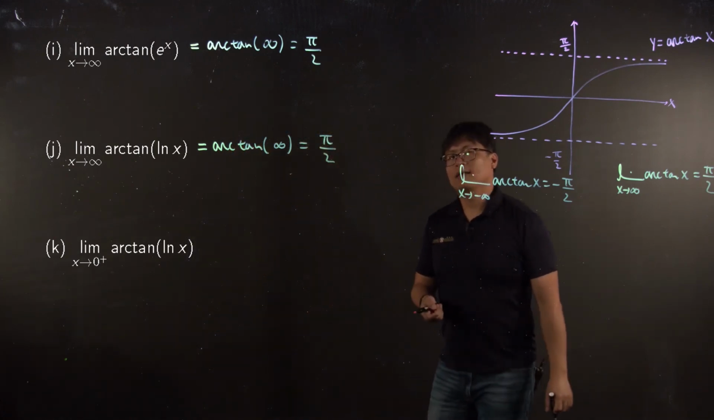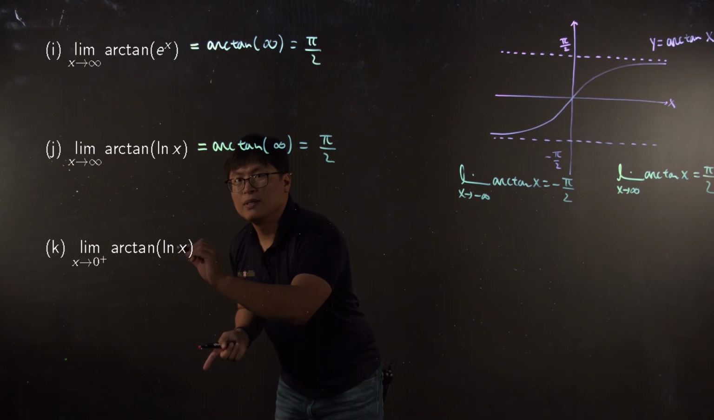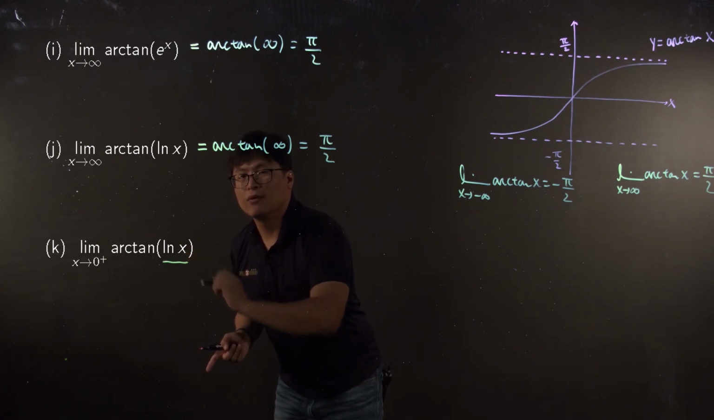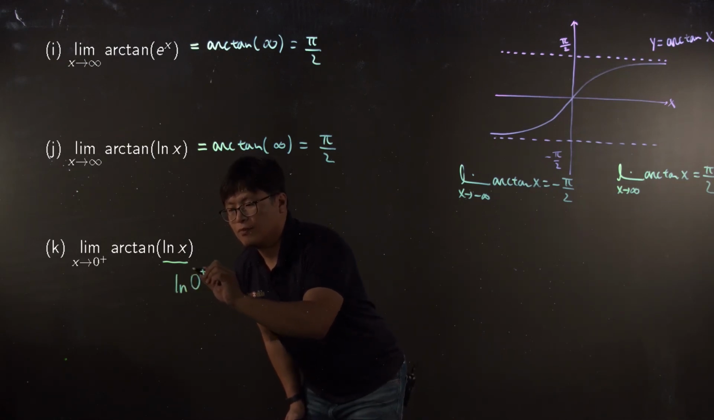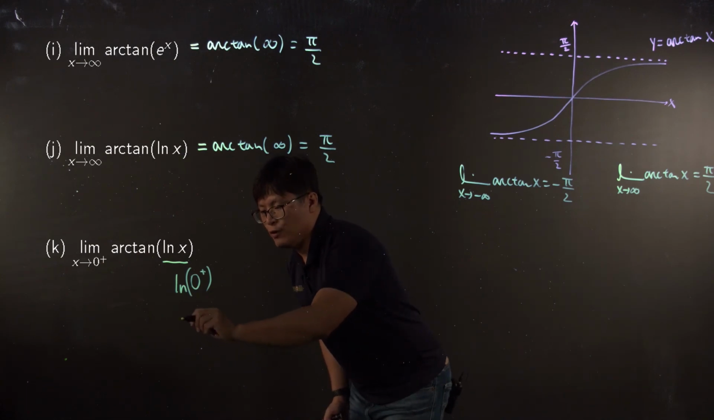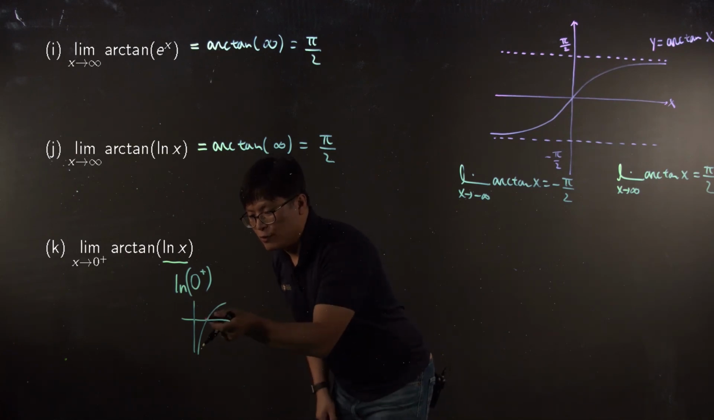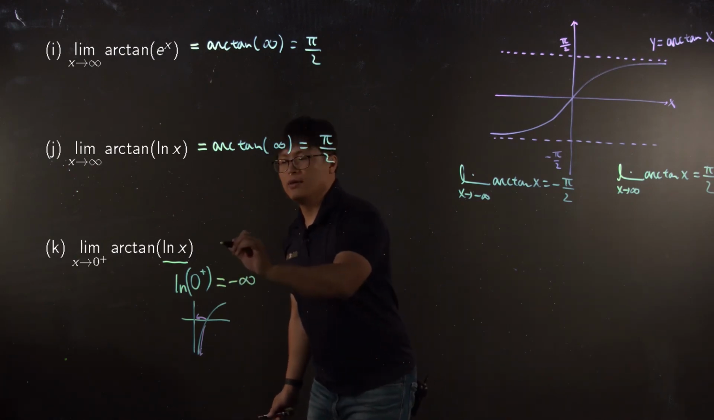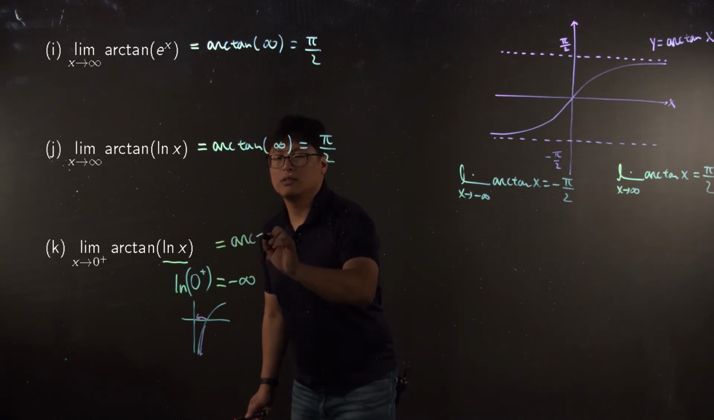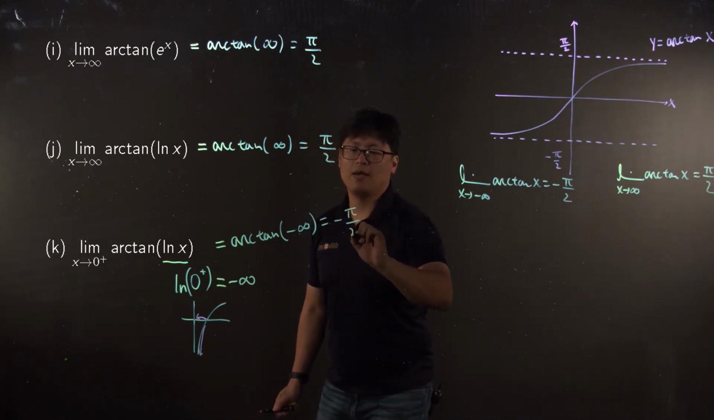But what about the last one? Do you remember the behavior of the log function? Let's start from here: log 0 plus. Do you remember this one? If you know the graph of the log function, that's really simple. When your x value is approaching 0, it goes down like this, which is minus infinity. We know that is minus infinity. With this idea, your limit can be written as arctangent of minus infinity, which is equal to minus pi over 2.